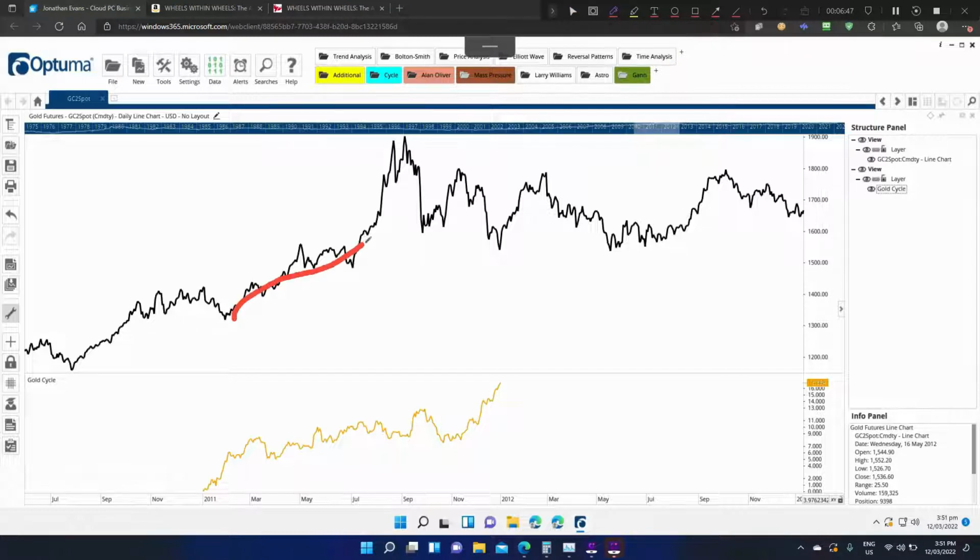So the market rallying higher, peak, drop off, peak. All I did there was flip two of the cycles. Okay, that's all I did. Now I'm going to reset this and we're going to move forward.